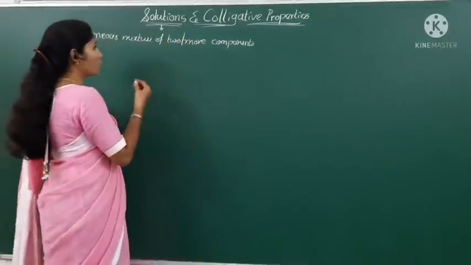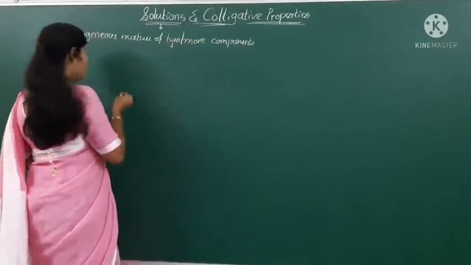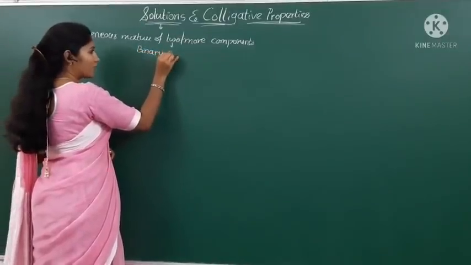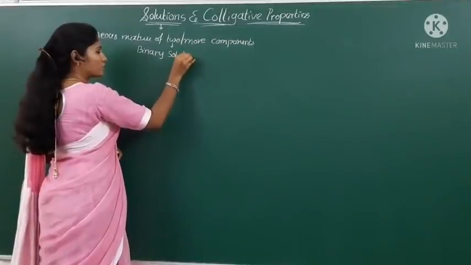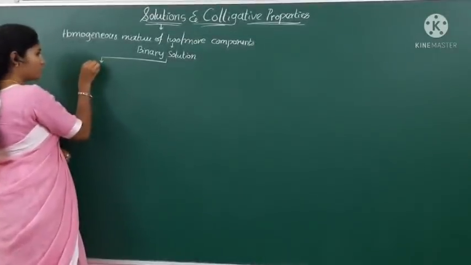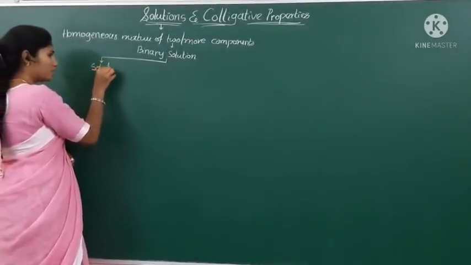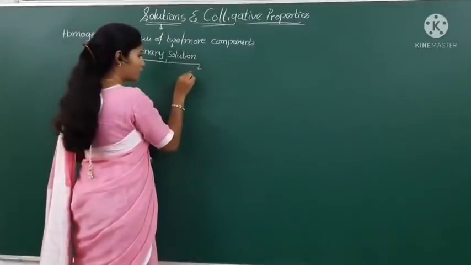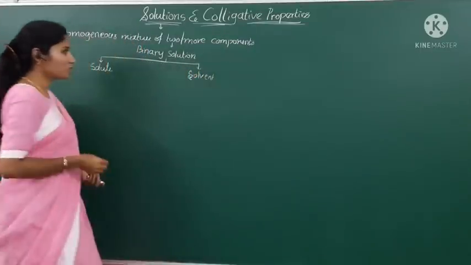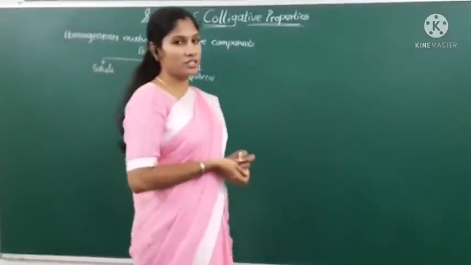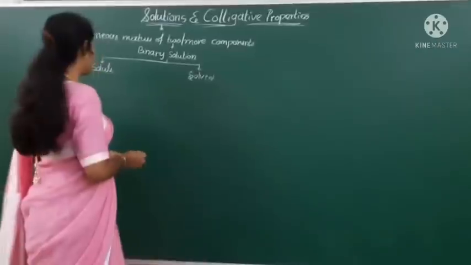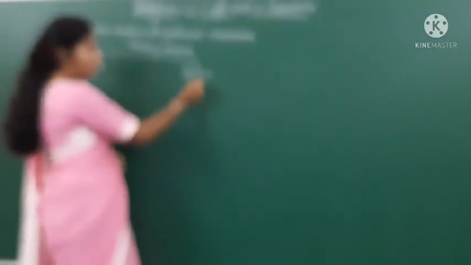If the solution contains only two components, that is called a binary solution. So what does binary solution mean? If the solution contains only two components, one component can be called the solute and the other component can be called the solvent. So a binary solution contains two components: one is a solute and the other is a solvent.